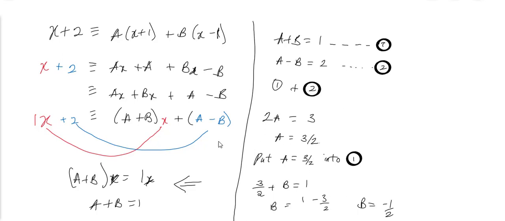So you can see we used two different methods and we arrived at the same answer. In the previous question, using the cover-up method on the same question, we got a to be equal to 3 over 2 and b to be equal to negative 1 over 2. And in this one we're getting the same answer. So it depends on the method you use.